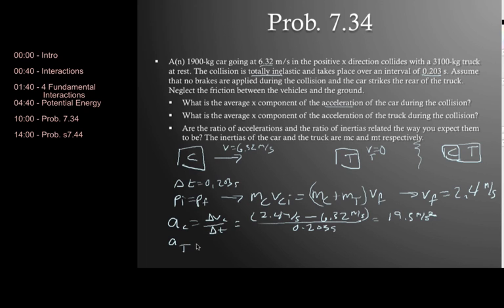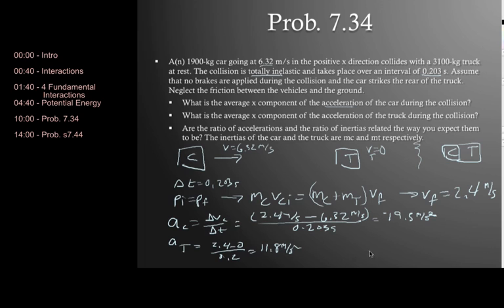Alright, I can do the same thing for the truck. The truck is initially at 0, and then finally at 2.4, so that's going to be 2.4 minus 0 over 0.2. So that's 11.8 meters per second squared. Important point up here is that this acceleration is actually negative since it was initially going faster, so it's slowing down at this 19.3 meters per second squared, and the truck accelerates.